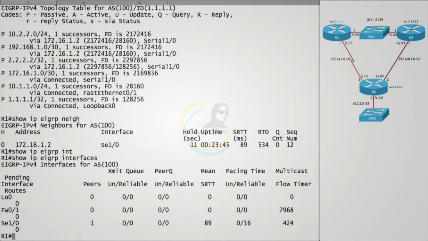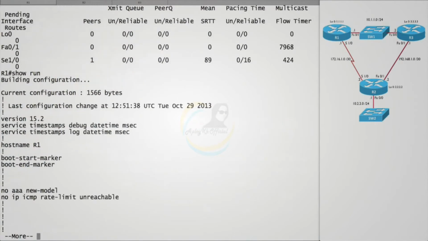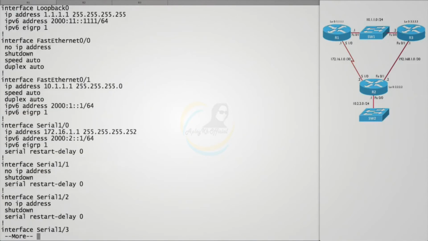And while we're here on R1, let's take a look at the configuration on R1. Let's take a look at the output of show run. Do we have any strangeness going on under Fast Ethernet 0/1? I was looking for things like authentication that might be configured on one side but not the other side. I don't really see anything there.